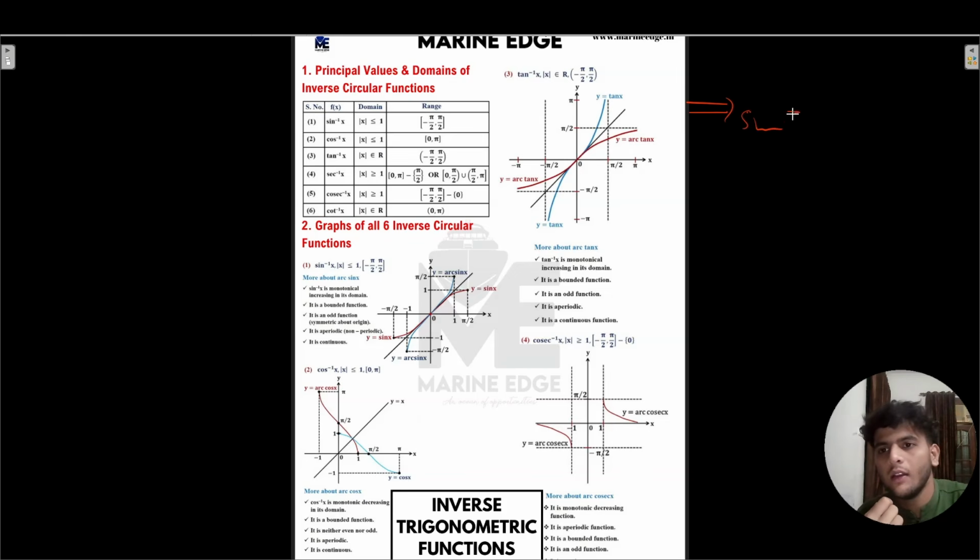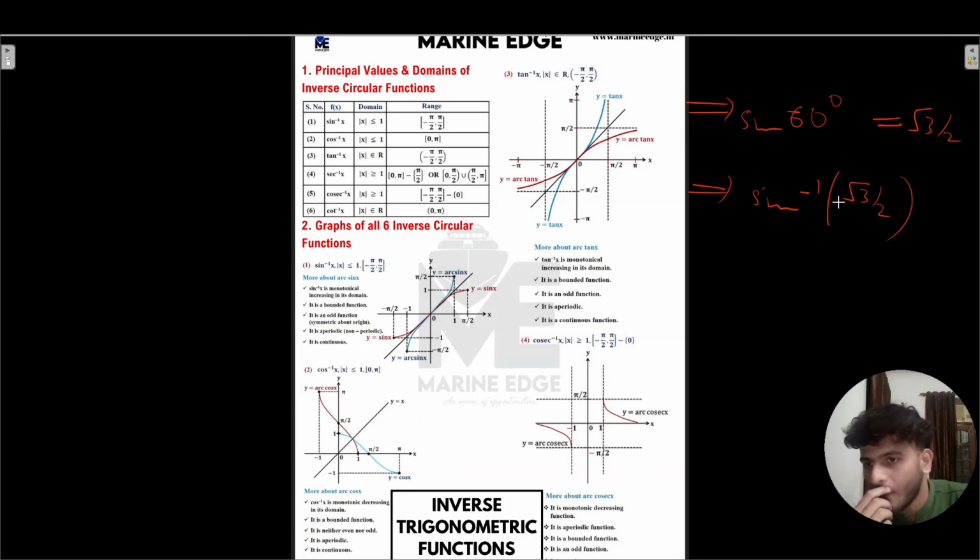If I'm saying that sin 60 degree is equal to root 3 by 2, okay, it means when the angle is 60 degrees, the value of sine is root 3 by 2. We can also study this in the other way, that is sin inverse of root 3 by 2. That is, if I have the value of sin x as root 3 by 2, then what should be the corresponding value of theta? Okay, we can understand this in this way also. This is what is understood with the help of inverse trigonometric functions.